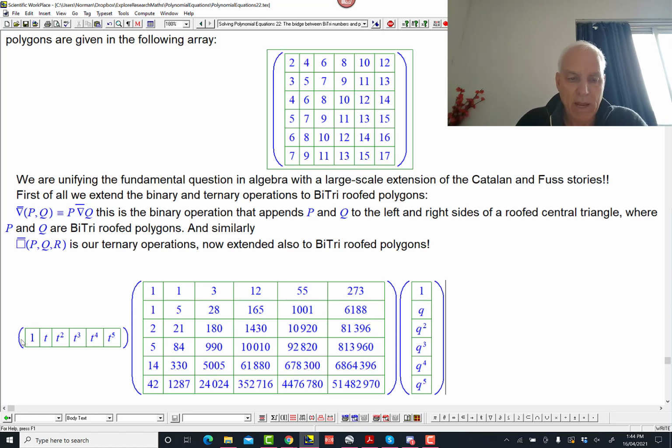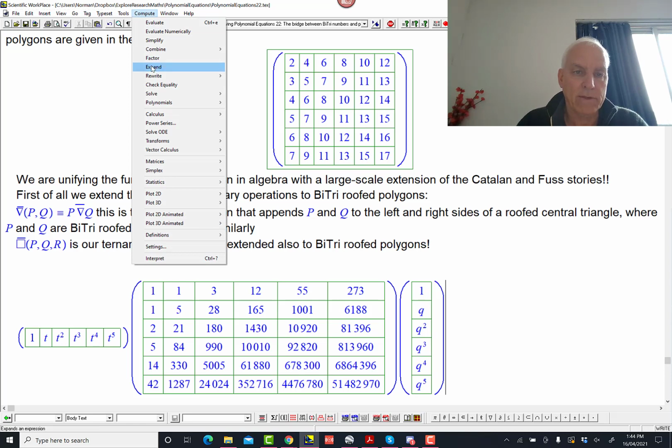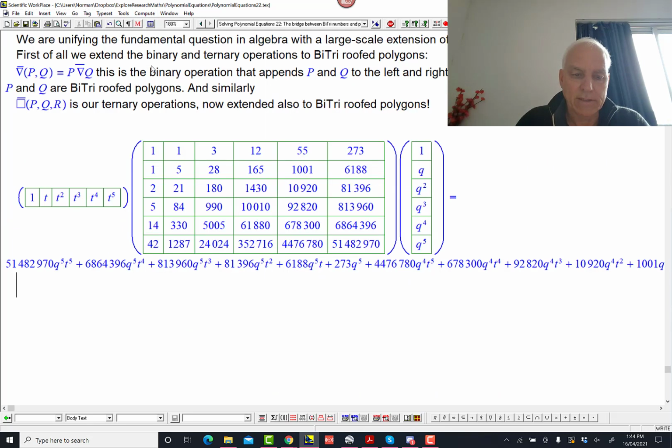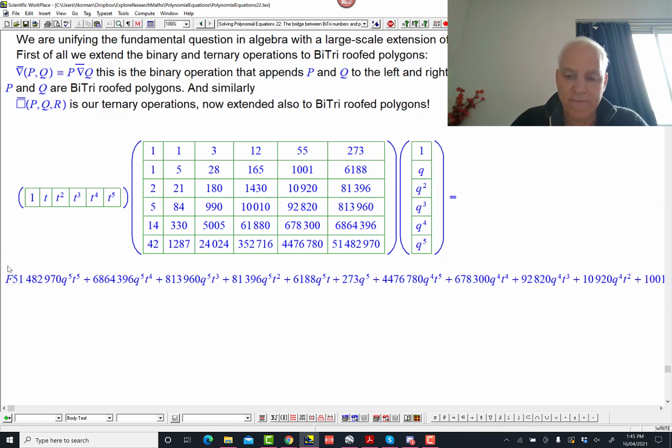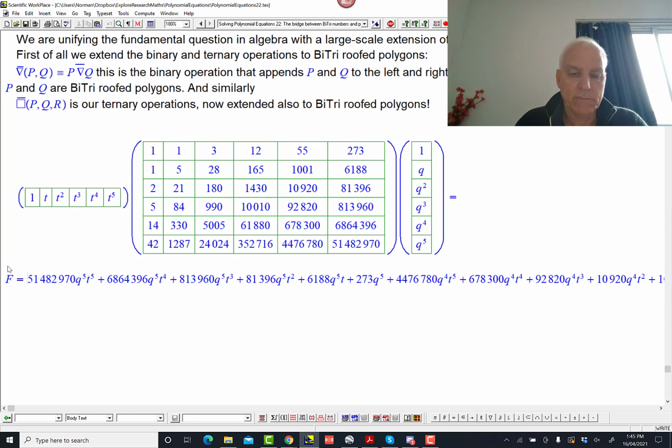And I'm going to multiply by this vector 1, t, t squared up to t to the 5th on the left, and by this column vector 1, q, q squared down to q to the 5th on the right. And when I do that, let me just expand what we get. All right, I get this thing here, okay? And let me actually give it a name. Let's call it f. F equals.